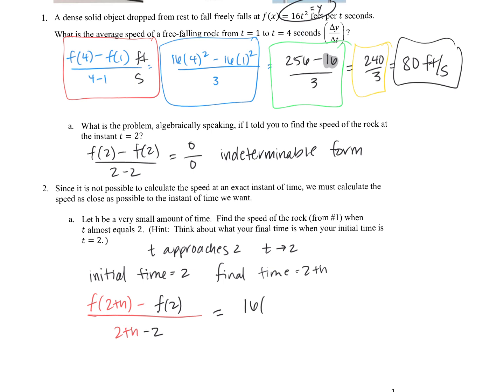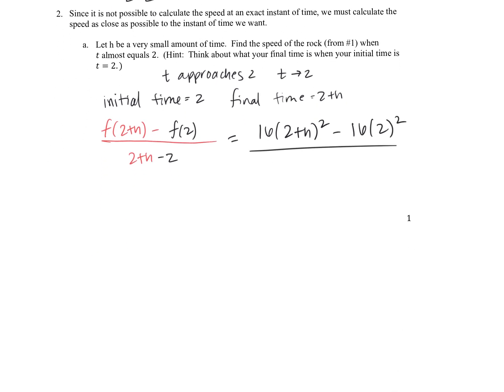Wouldn't I have 16 times 2 plus h squared minus, okay, guys, I know we're almost out of time. Here's what I want to do. Just plug in 2 to my function, which was 16 times 2 squared, all over, what is this going to simplify to be? What's 2 plus h minus 2 going to simplify to? Just an h. That's where we're going to end.